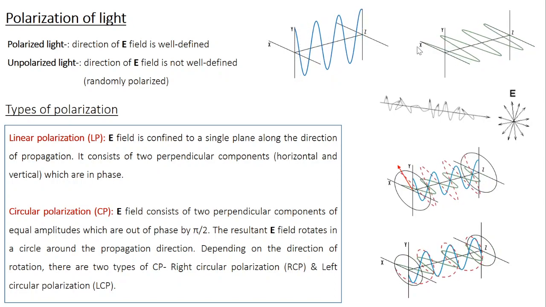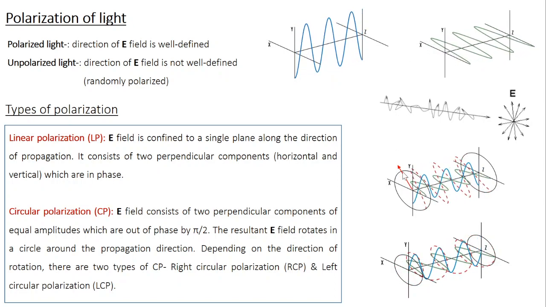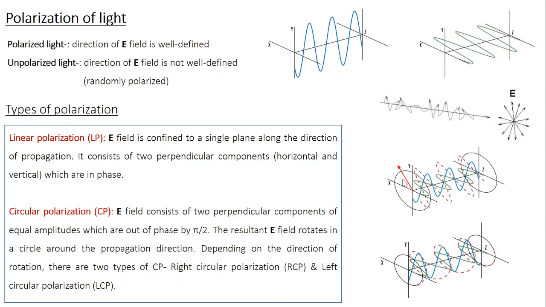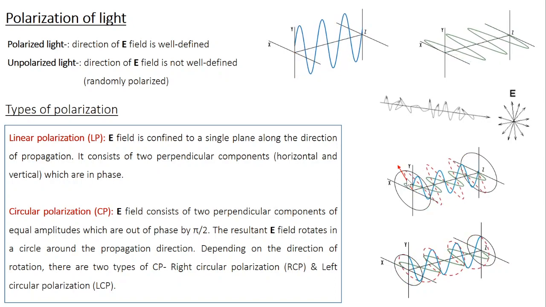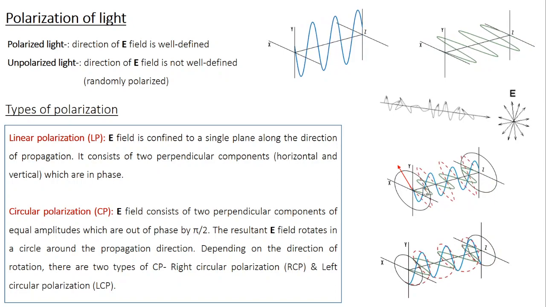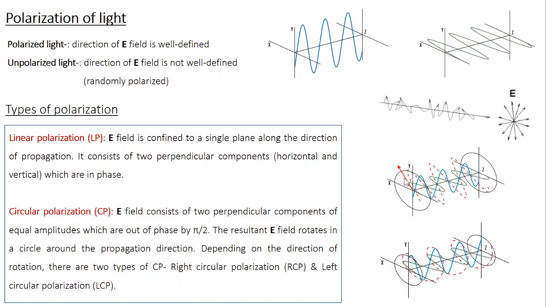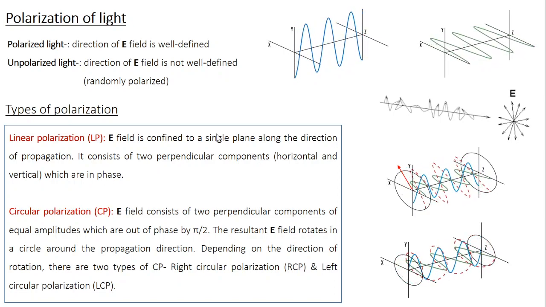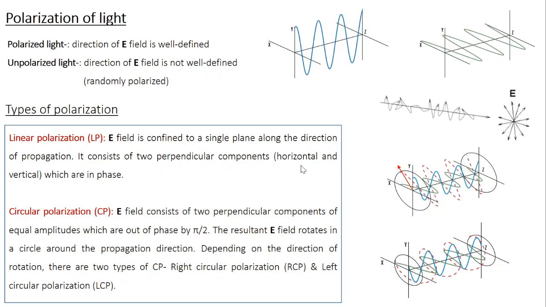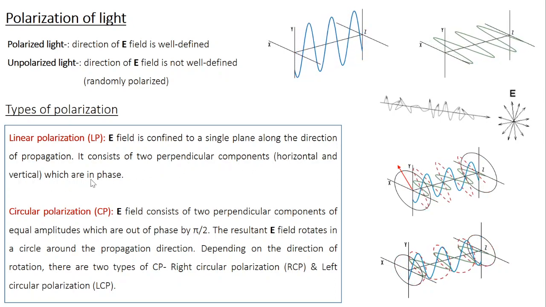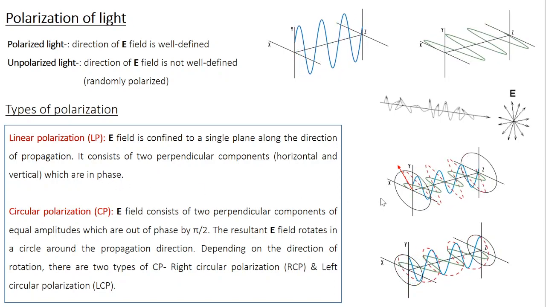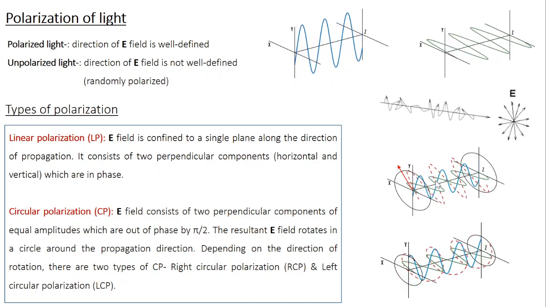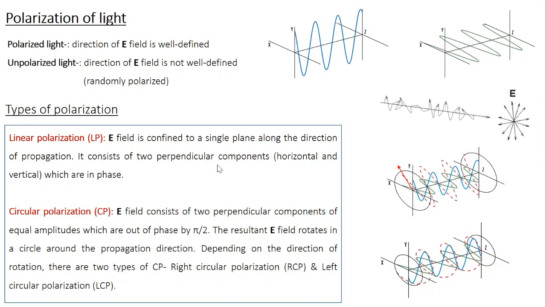Let's take the most general case, that is, electric field along a random direction. This red line is the electric field, along a random direction. You can resolve this into a vertical and a horizontal component. So you can assume that the field consists of a horizontal field plus a vertical field. It consists of two perpendicular components, a horizontal component and a vertical component, which are in phase. What's the meaning of in phase? Both these components start together, they also peak together. That's the meaning of in phase components.